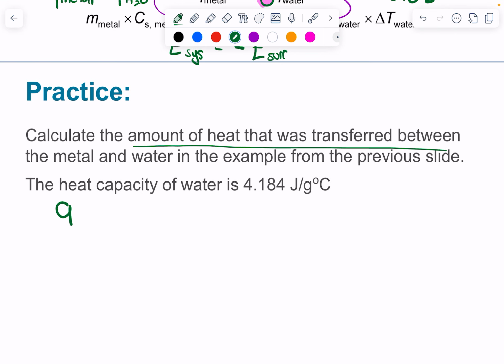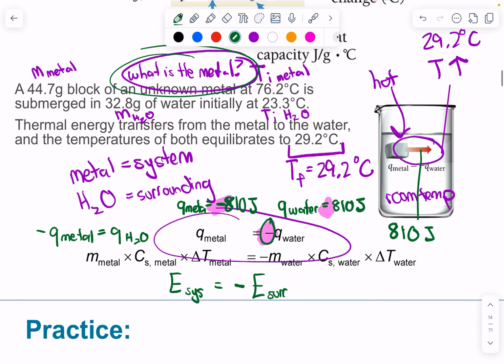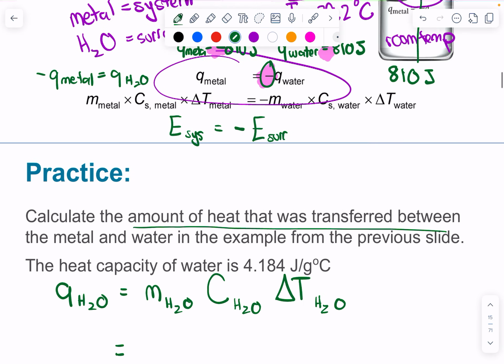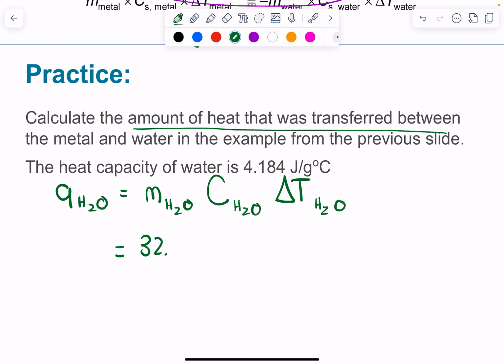So the Q of the water is mass of the water times the specific heat of the water times the change in temperature of the water. The mass of the water was 32.8 grams. The specific heat capacity is given here. We could also have looked that up. Lots of times, like your homework, you're going to have to go look it up.